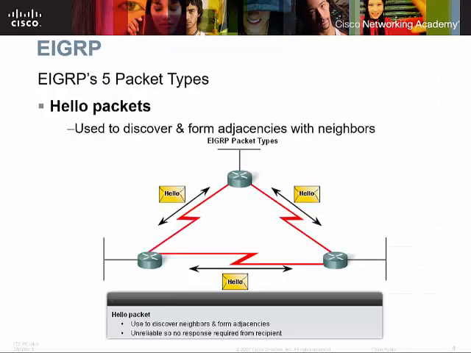How does EIGRP work? Well, it forms what's called adjacencies with its neighboring routers. So once the router is turned on, or once the routing protocol is turned on, it'll try to introduce itself to its neighbors. And it does this with an EIGRP hello packet. Once they exchange hello packets, the routers have what's called an adjacency. And it forms the relationships by which they will exchange routing information with each other.